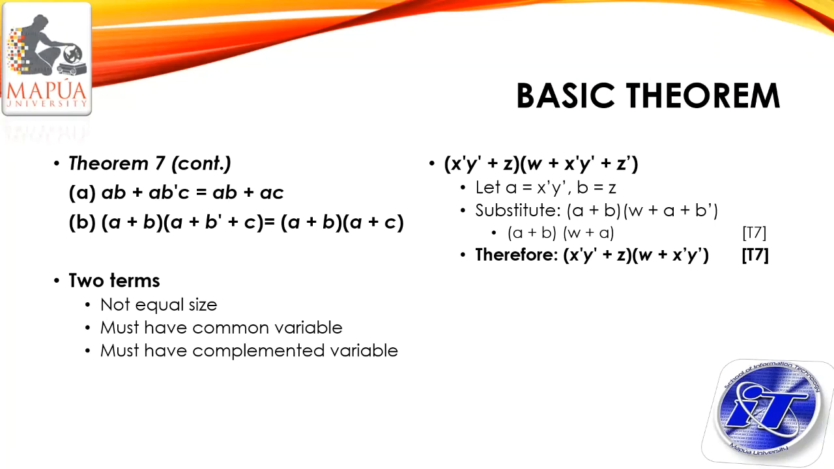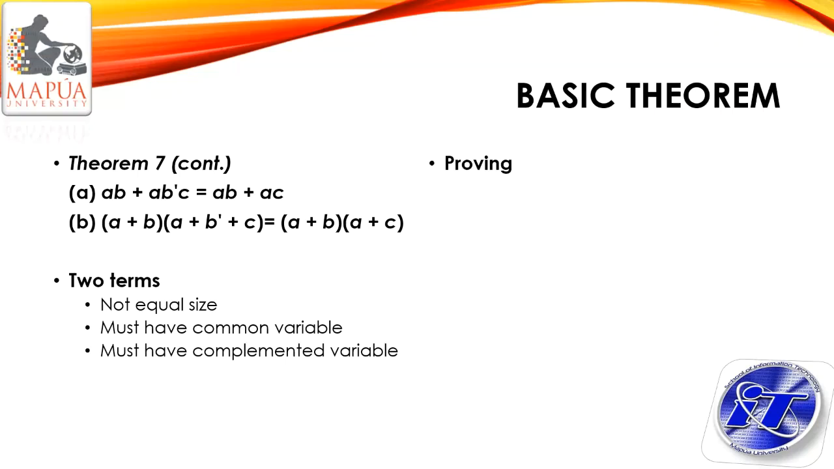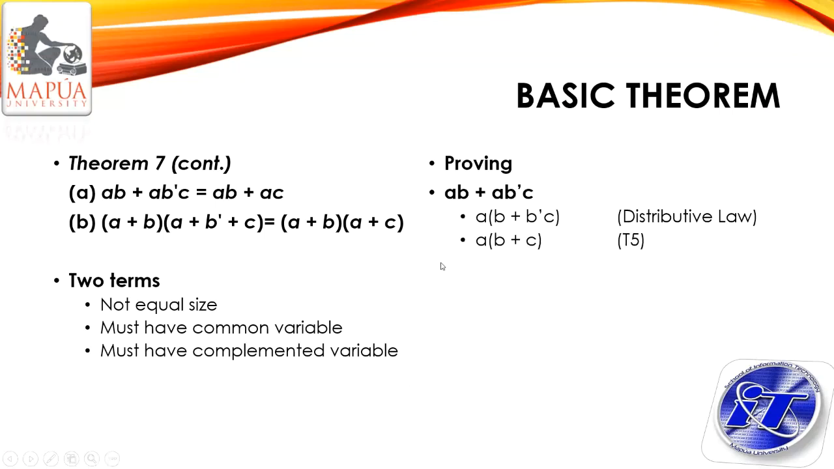To prove that theorem number 7 is really correct, let's manipulate form A first. Let's factor out A. So we have B plus B naught C. And using theorem number 5, we could remove B naught. So we have B plus C. And using distributive law, we have AB plus AC. So therefore, theorem number 7 is correct for form A.